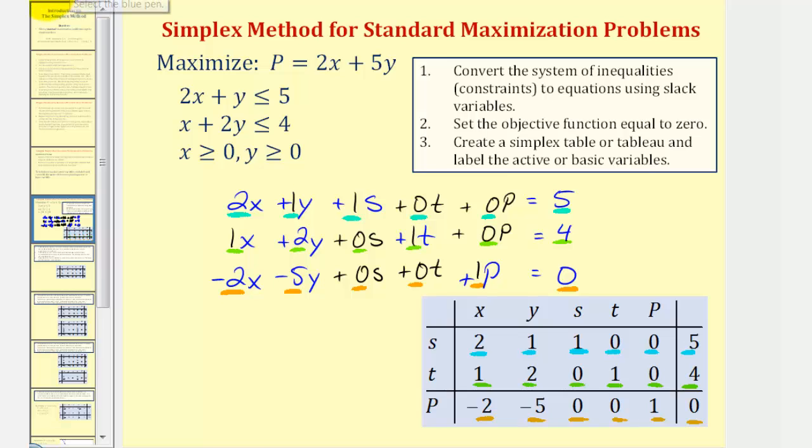For example, we can read off the values of the active variables from the table. The way we do this, looking at this column for s, notice how it's active. So 1s equals 5, so s equals 5. Looking at the column t, 1t equals 4, so t equals 4. And looking at the column p, 1p equals 0, so p equals 0. So remember the inactive variables, which would be x and y, would be equal to 0. So when x and y are equal to 0, the constraints are met, but notice how the profit would be 0. So to find a better solution, we apply the simplex method.